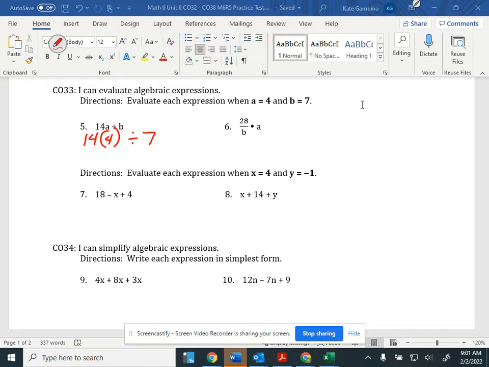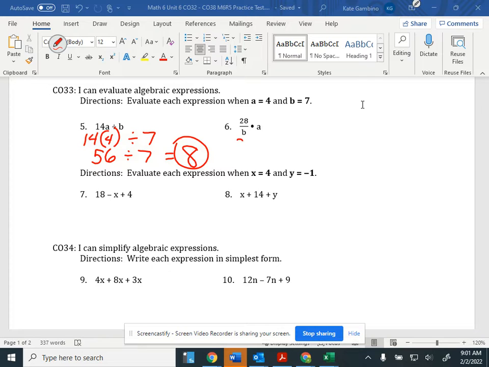Then I can use my calculator. You can do the math on your own if you want to do the math on your own. If you want to use the calculator, you can. Remember that we work from left to right and we follow PEMDAS. So if we look at this, we see 14 times 4. So 14 times 4 is 56. Divided by 7. 56 divided by 7, we know our math facts, we know it's 8.